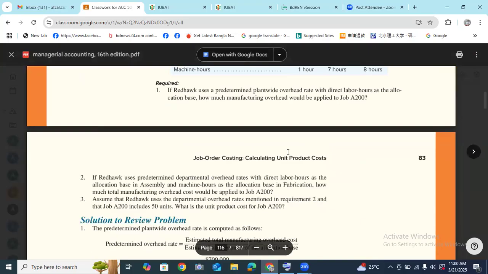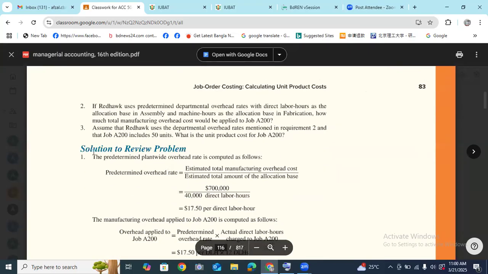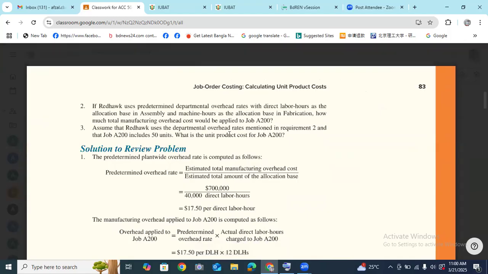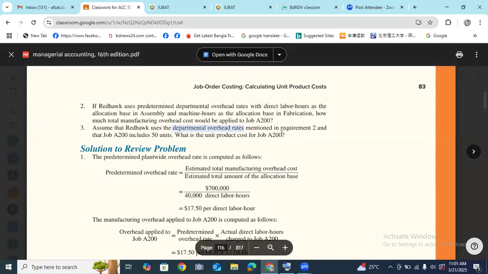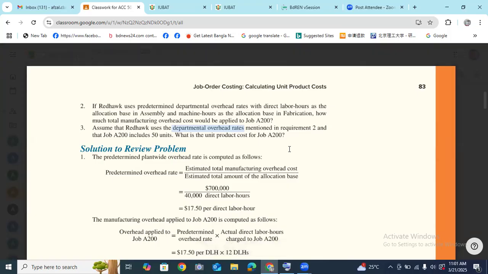Now number 3: assume that Redowac uses departmental overhead rates, as mentioned in requirement 2, and that job A 200 includes 50 units. If the job order is 50 units, then what is the unit product cost for job A 200? Now you have to determine the unit product cost. Unit product cost means you have to add direct material, direct labor, and obviously manufacturing overhead. If you add these three things, then you can determine the unit product cost.